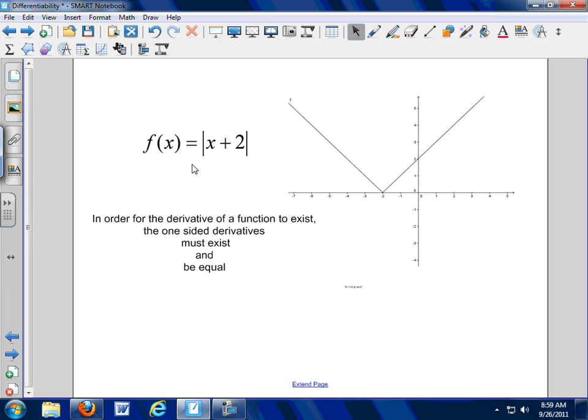But anyway, this function right here, in order for the derivative of the function to exist, the one-sided derivatives must exist and be equal.